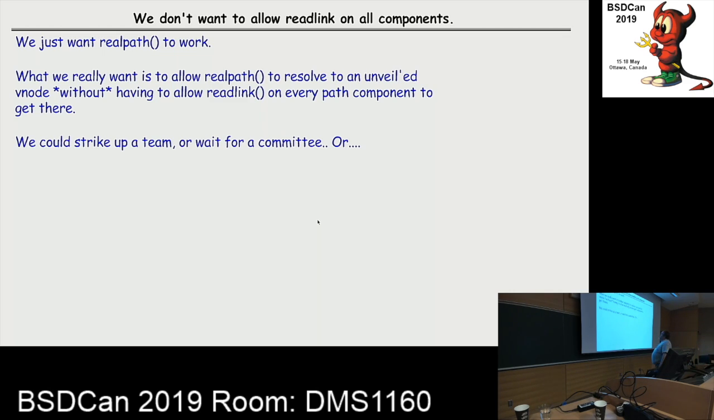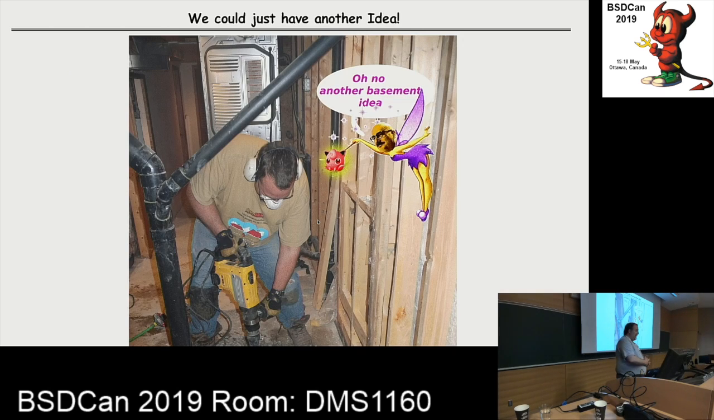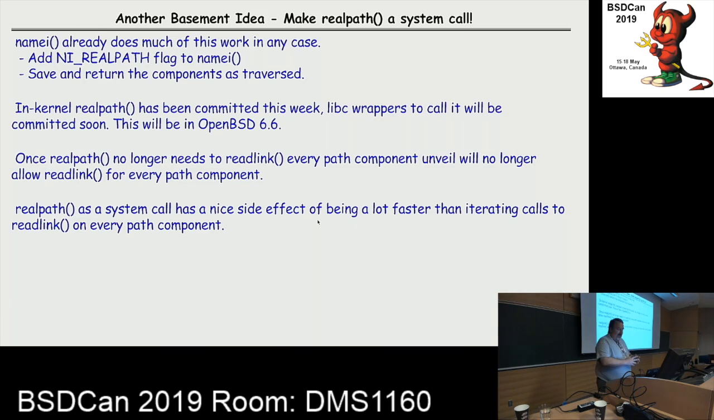So, you know, we could strike up a team, we could have a committee, talk to standards, or, well, we could just have another idea. So we had another idea. That's me jackhammering Theo's basement. Another basement idea, which is make realpath a system call.